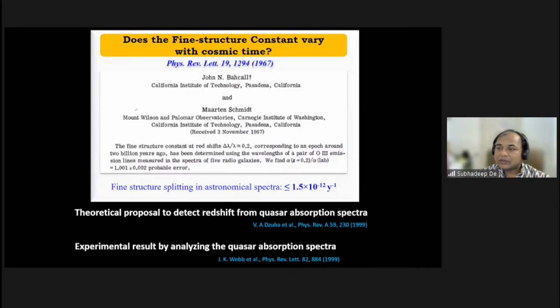And then the actual investigation started in 1999 at the University of New South Wales. They have a group working on astronomy, analyzing astronomical data, basically quasar spectra. By looking at this quasar spectrum in detail, they gave some value, and they also have a theoretical group in the same department, who analyzed it further and predicted what that value could be.